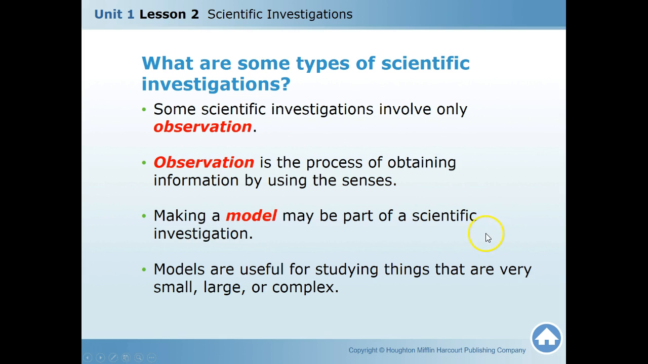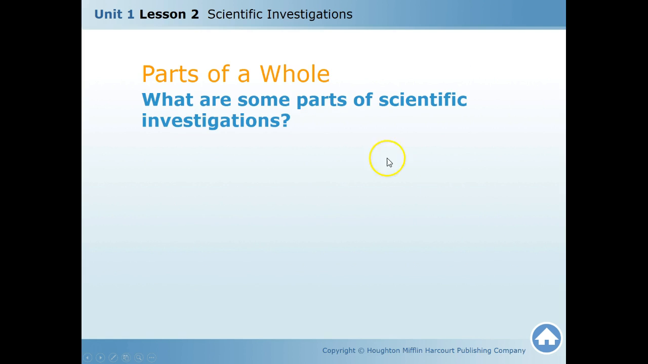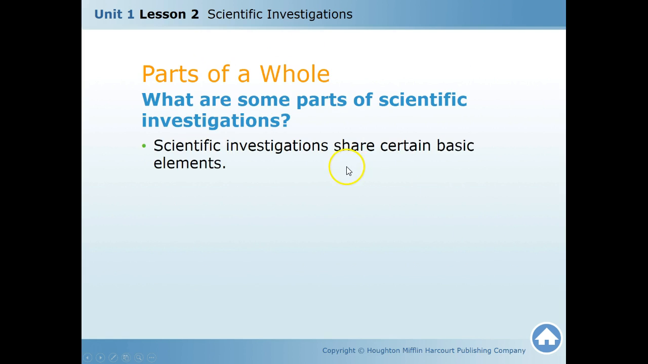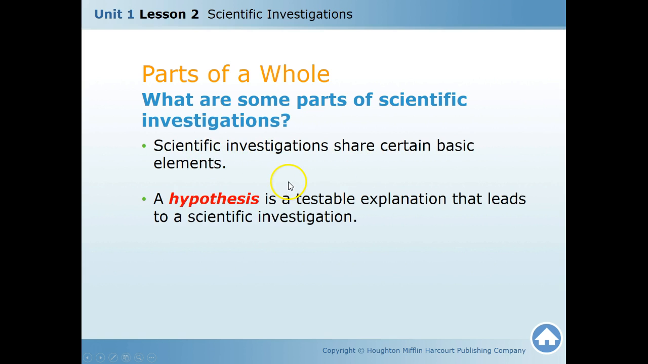So those are models. Parts of a whole, so they want to know what are the parts of a scientific investigation. They share a lot of different elements, so here are the basic elements. First one, we've talked about a little bit in the scientific method, and that's a hypothesis. And remember, that is just a guess. So if you have to guess why something works or how something works, that would be a hypothesis. The formal definition is it's a testable explanation that leads to a scientific investigation.